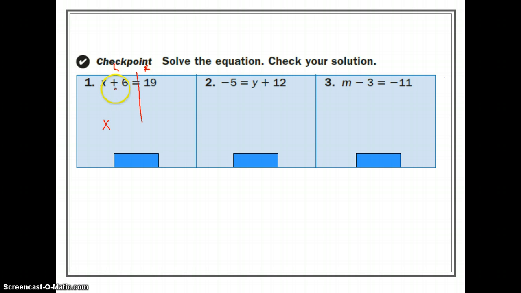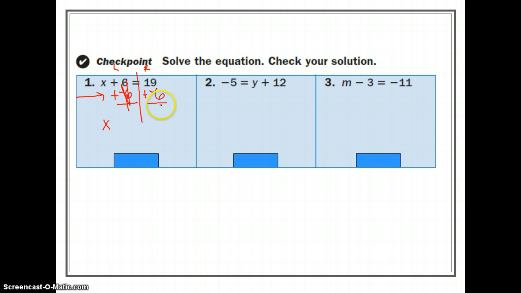Problem number 1. This is x plus 6. Okay, remember we are always starting with the side that has the variable. The whole goal is to get the variable by itself. So this is the side we're going to start on. This is adding 6, so I'm going to add the opposite, which is negative 6, to both sides. Okay, remember this is balancing your equation right here. Same thing on both sides.